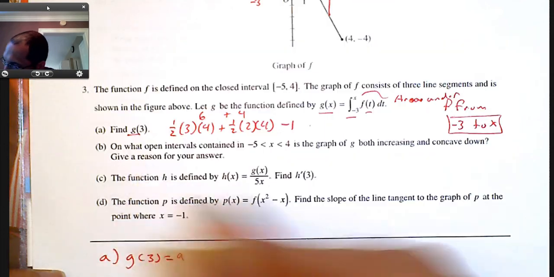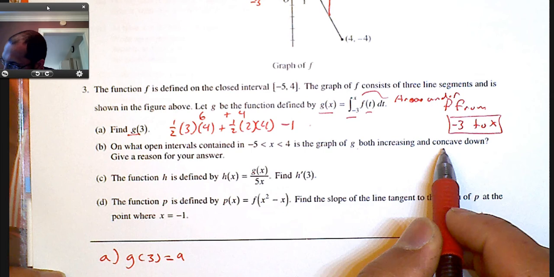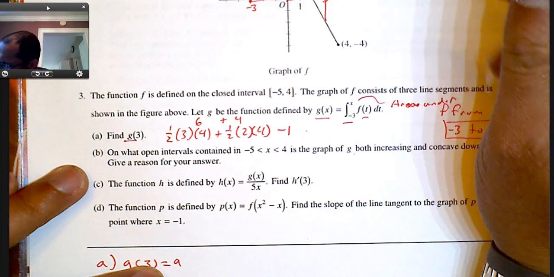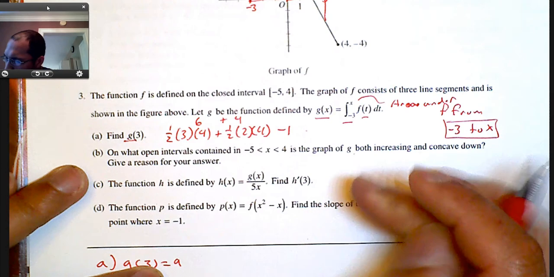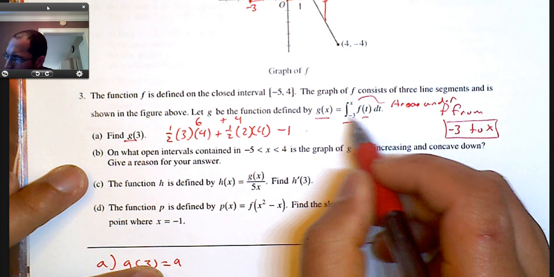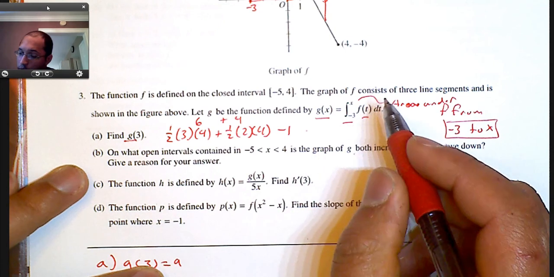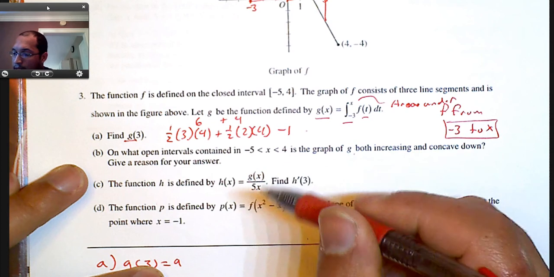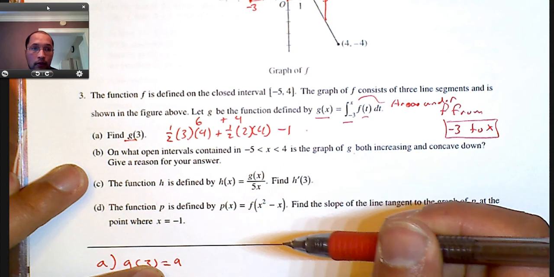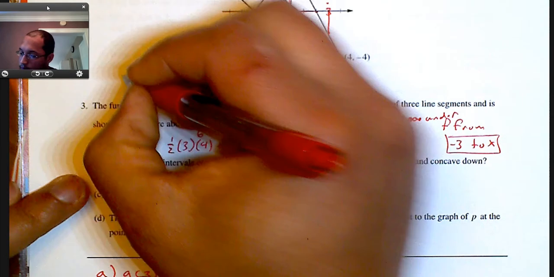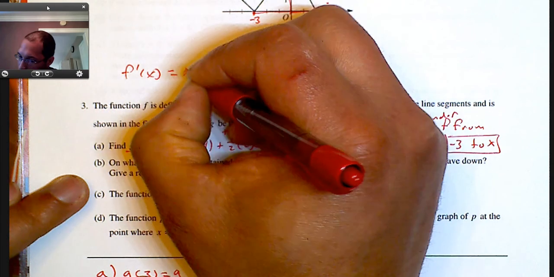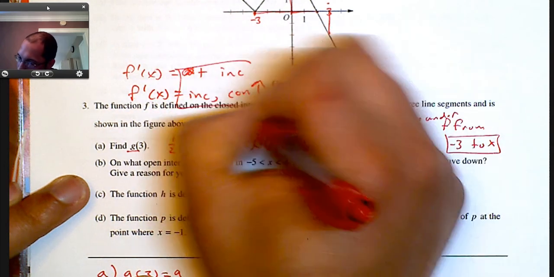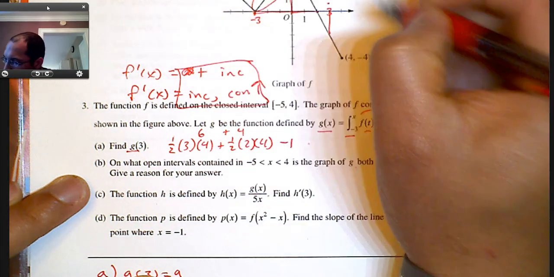On what open interval is the graph of g both increasing and concave down? So we have to use a little bit of antiderivative knowledge. If g is the integral of f, that means f is the derivative. So if f is positive, g is increasing. And if f is also increasing, g is concave up. If the derivative is positive, increasing. If g prime of x is increasing, concave up. And this is speaking about the original function. So I see positive and decreasing here, and that's it.